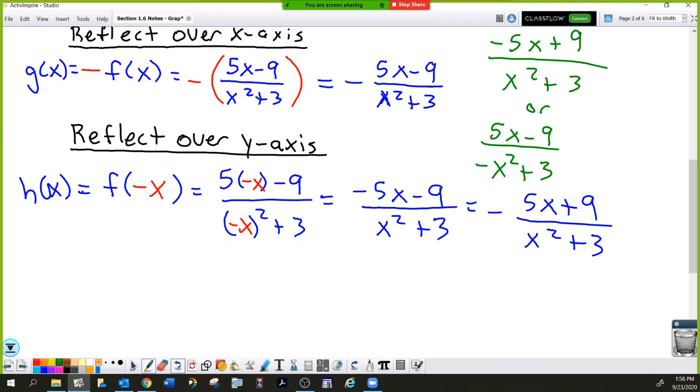There we go. So again, like I said, that was just review. This rational function is neither odd nor even. So good review in our function notation stuff. No, fine.